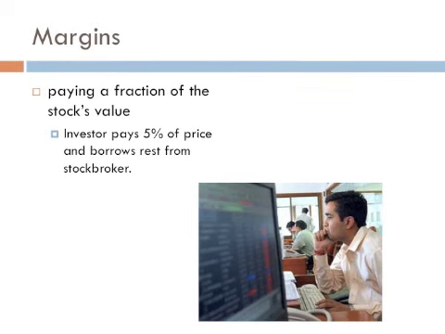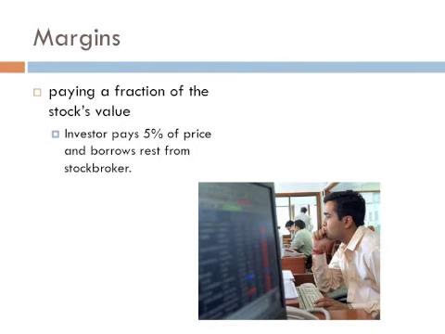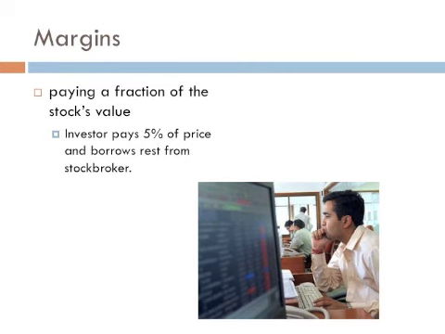To give you an example of this, let's say you have $500 and you want to buy shares in Walmart. If the price of the stock is $100, you're able to buy 5 shares normally. So 5 shares times $100 equals $500. If you buy this stock on margin, you only have to pay $5 per share, so you're able to buy 100 shares with the stockbroker covering the rest of the price.